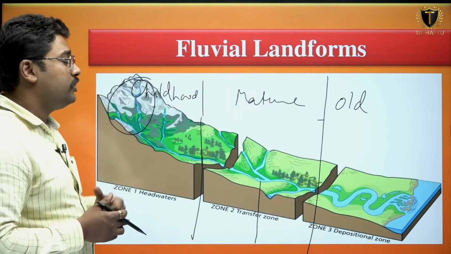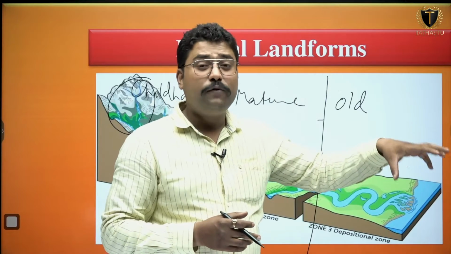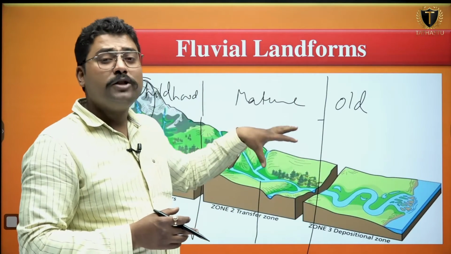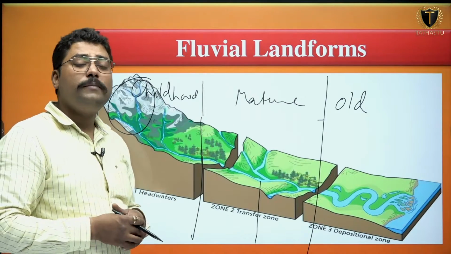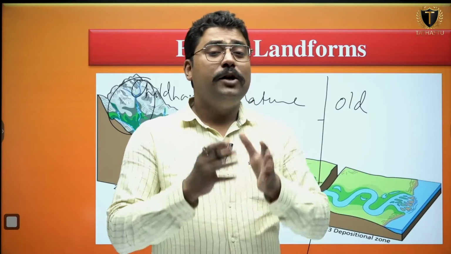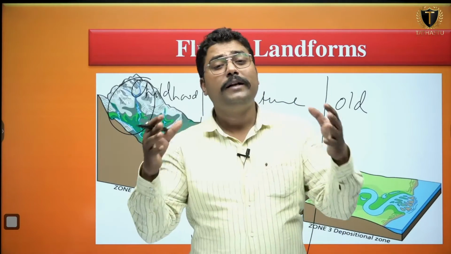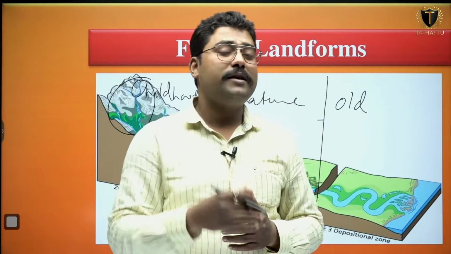Then in the mature stage, when the river reaches the foothills or the plain area, the slope gradient decreases. When the slope gradient decreases, automatically the speed of the river water will decrease. Along with that, the volume of the river water will increase as the tributaries join it at different stages.